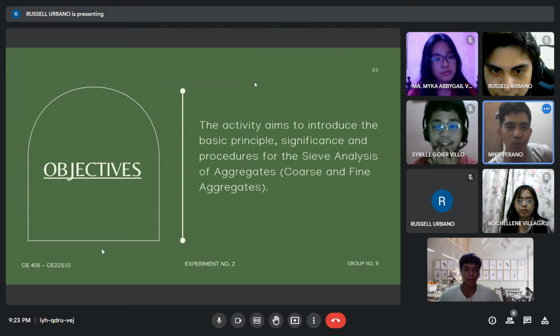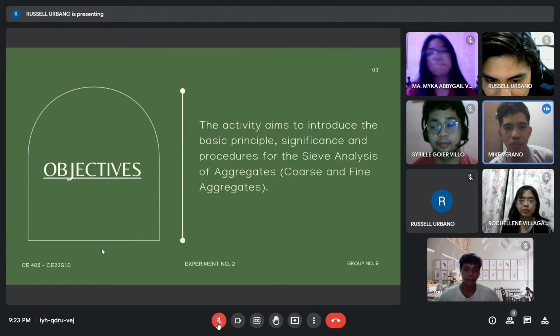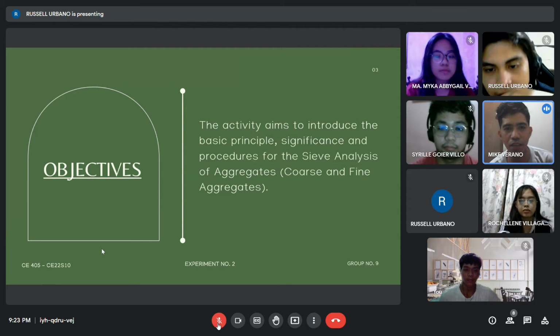Objective. The activity aimed to introduce the basic principle, significance, and procedures of sieve analysis in aggregates, particularly coarse and fine aggregate.